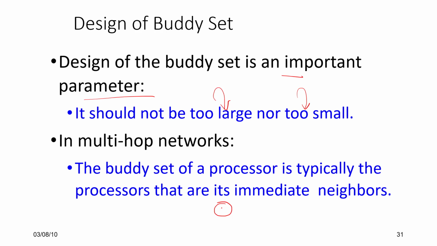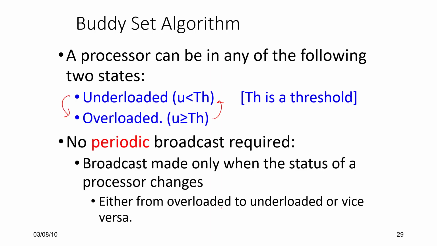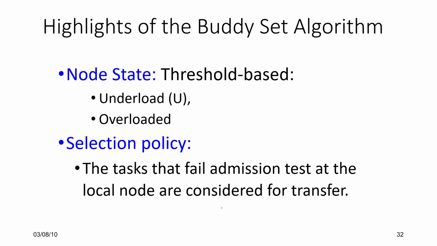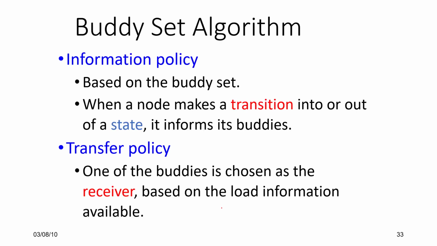And so the point is that you basically choose one of your lightly loaded neighbors. So go back to this description over here, overloaded and underloaded. So just find an underloaded neighbor in your buddy set and then try to request it to accept your job. So the node state, as we have seen, is threshold based, right? And any time that a task at the local node fails an admission test, in the sense we see that all the tasks will not be schedulable anymore, that is when you consider the possibility of a transfer, migration.